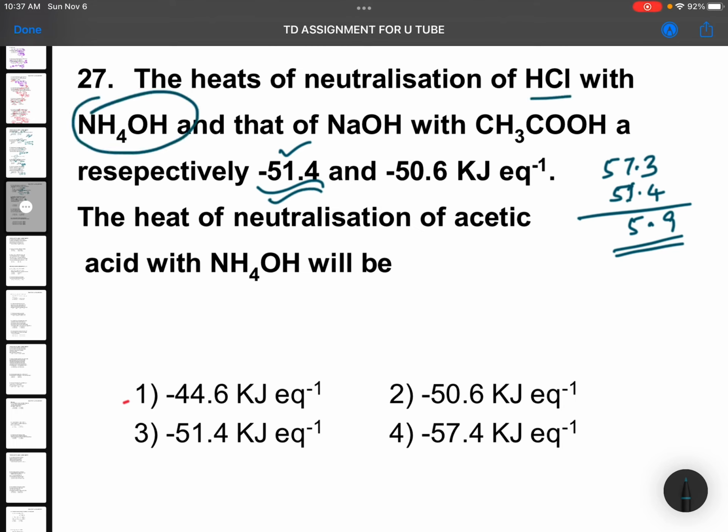This is the first value, HCl versus NH4OH, right? So this is the energy required for the breaking of NH4OH, a weak base. So the weak base ionization energy, you can say, is 5.9 kilojoules.